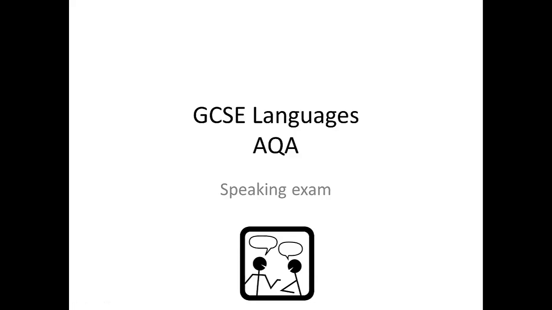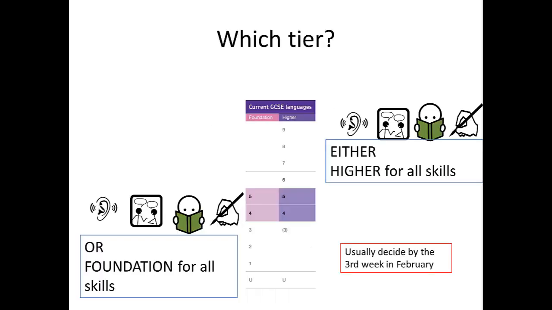This is a presentation to describe what the speaking test is like for pupils taking GCSE languages with the AQA board. The GCSE exam tests 4 skills: listening, speaking, reading and writing.